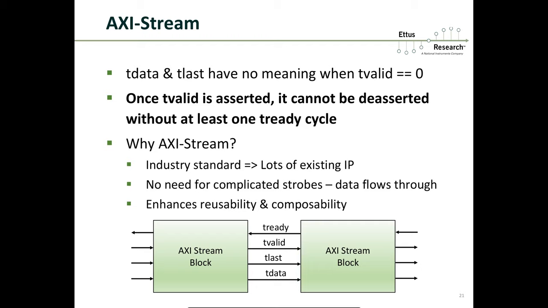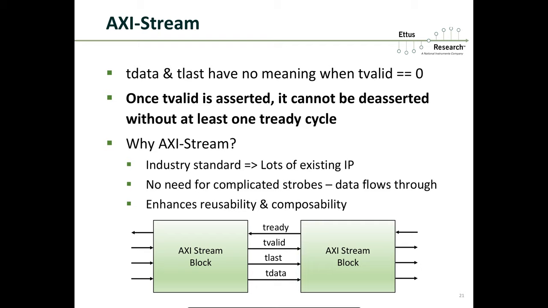Another point to bring up, and this is important: once T-valid is asserted, it cannot be deasserted without at least one T-ready cycle. Basically, when you assert T-valid, you're presenting data on the output on T-data, and you can't take that data away. You have to wait for a T-ready cycle to consume that output data.